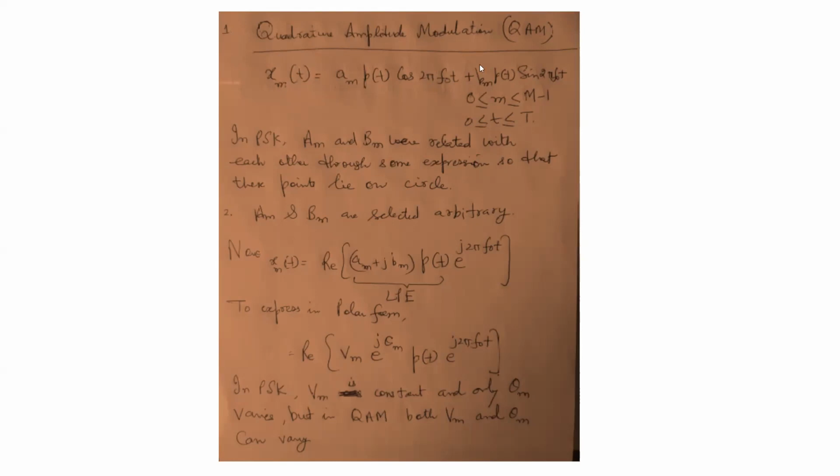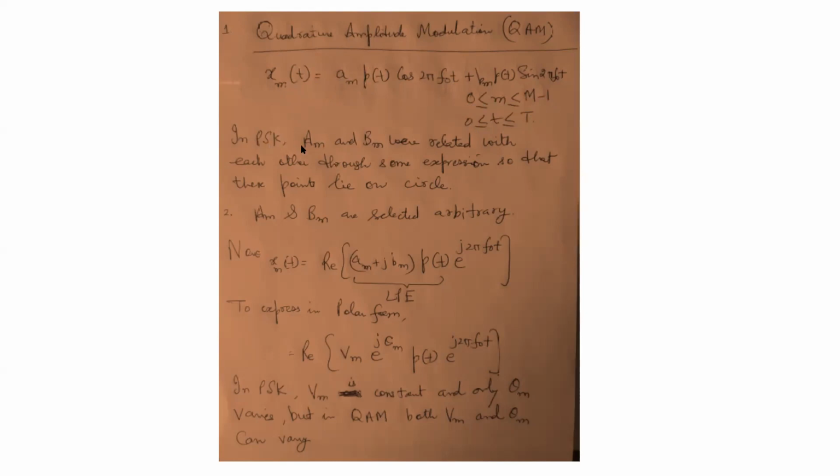Let us see how. This is the general equation of the QAM modulated signal, where small m is an index. It goes from 0 to capital M minus 1, and small t goes from 0 to the symbol period.